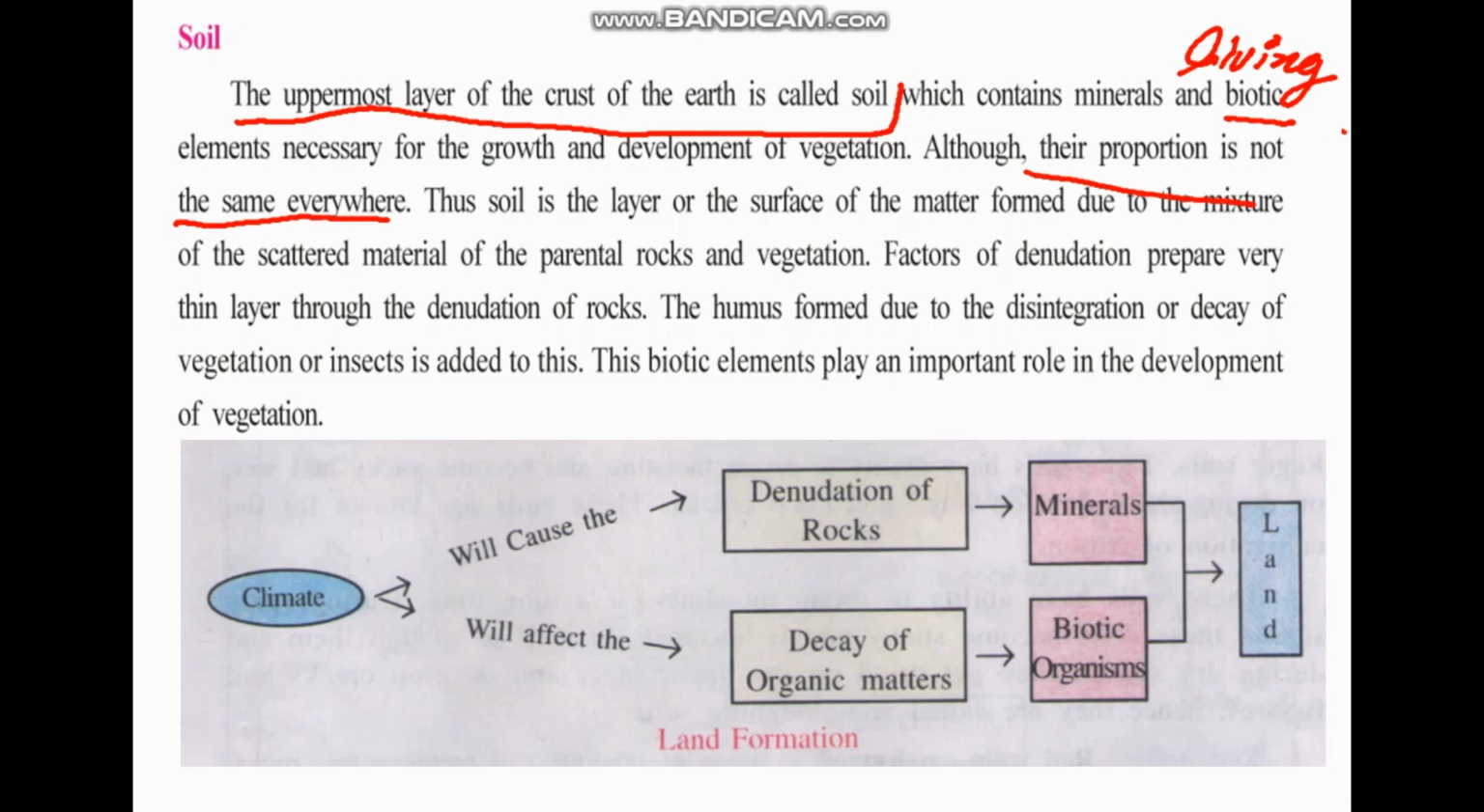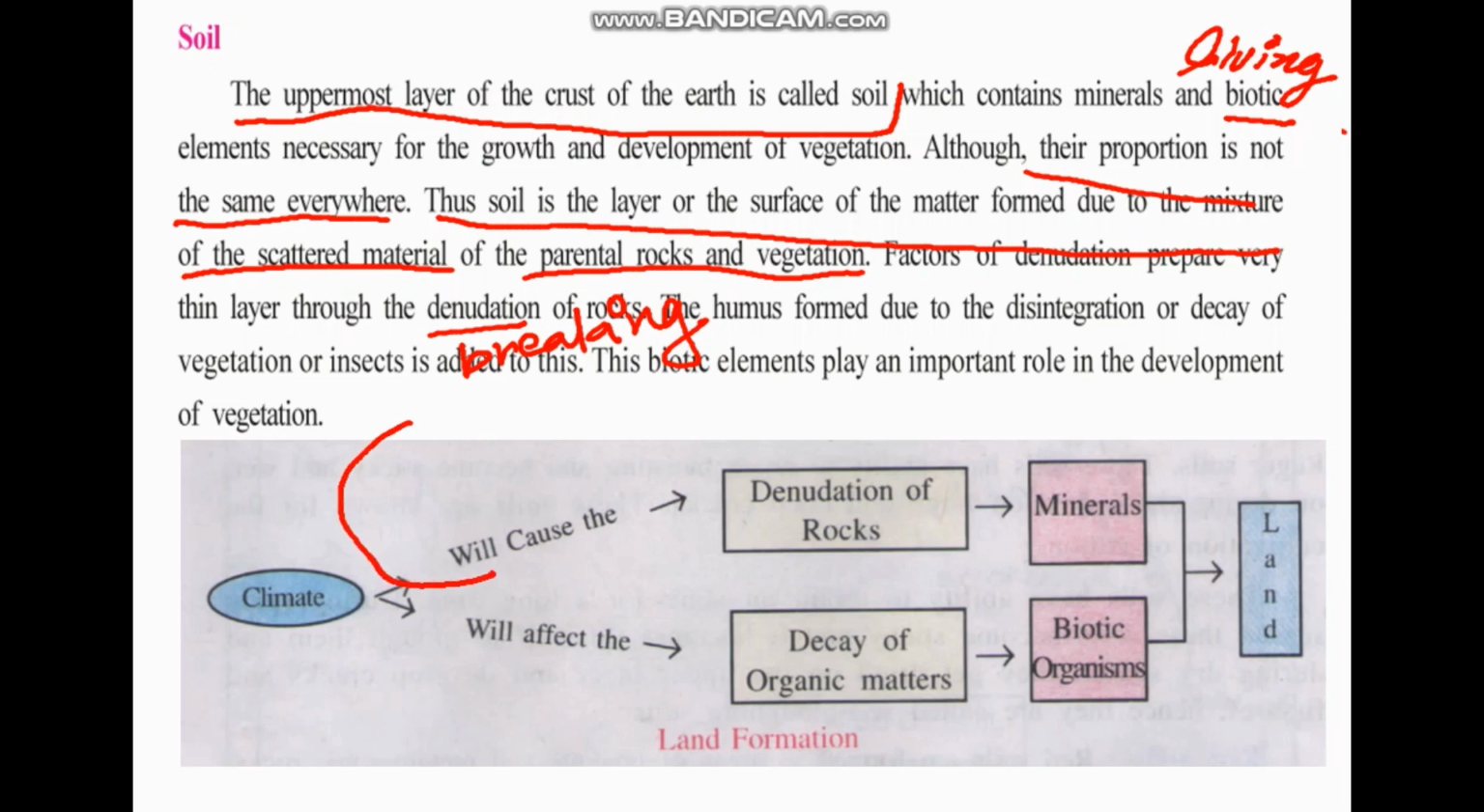Okay, thus soil is the layer or the surface of the matter formed due to the mixture of the scattered material of the parent rock and vegetation. Okay, soil is a mixture of all the things. See, it is a mixture of all the things, that is scattered material and the parent rock and vegetation. Factors of denudation prepare a very thin layer through the denudation of the rock. Denudation is breaking down. Denudation is breaking of rocks.